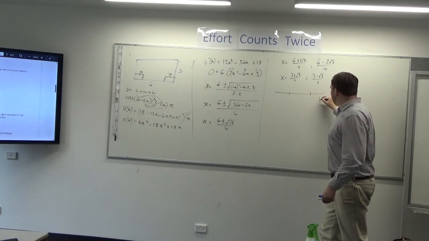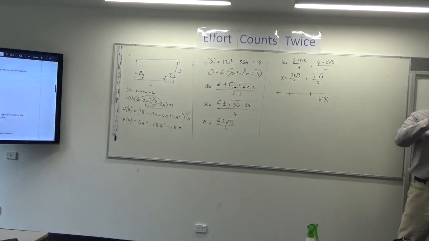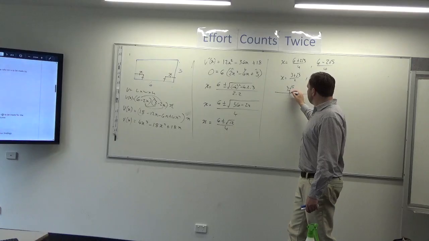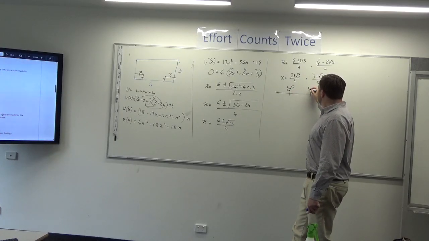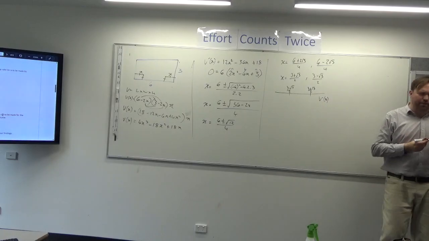Once again, we're suspecting one of them is a maximum, one of them is a minimum. This is 3 take root 3 on 2. This is 3 plus root 3 on 2. Don't know why I've written above the axis, not below. Sorry, normally you write it below.